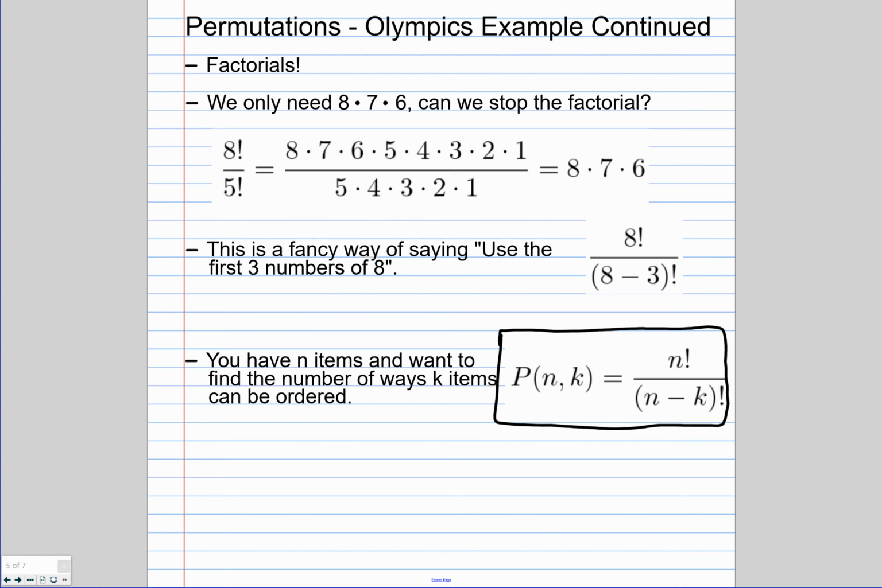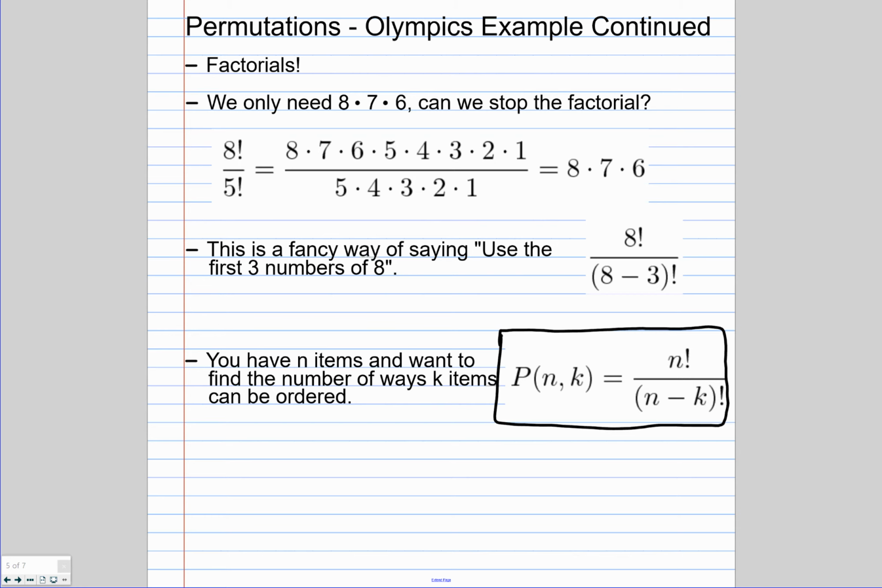I will show you later in the week how your yellow calculators can do this for you. But I want you to get some practice with factorials first. K is how many you select out of your total number of options. In this case, we had 8 runners, and we're awarding 3 medals, a gold, silver, bronze.